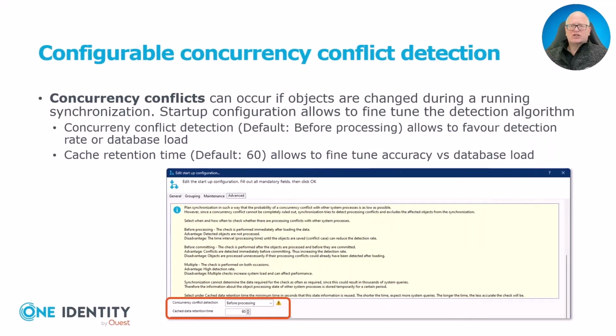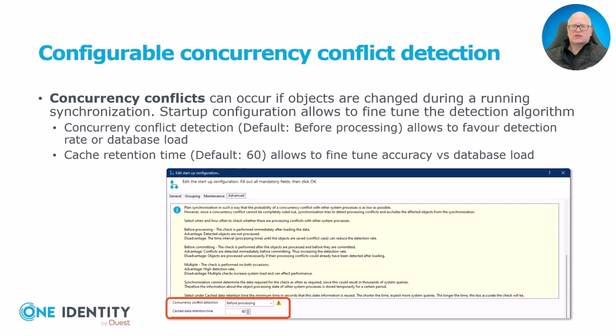Same on the synchronization projects for the configurable concurrency conflict detection. And the first question to everybody is, of course, what the hell is this? What we are talking about is the problem that during a synchronization, there could be data changes, just manually or by synchronization processes or something else, on these objects currently in sync.